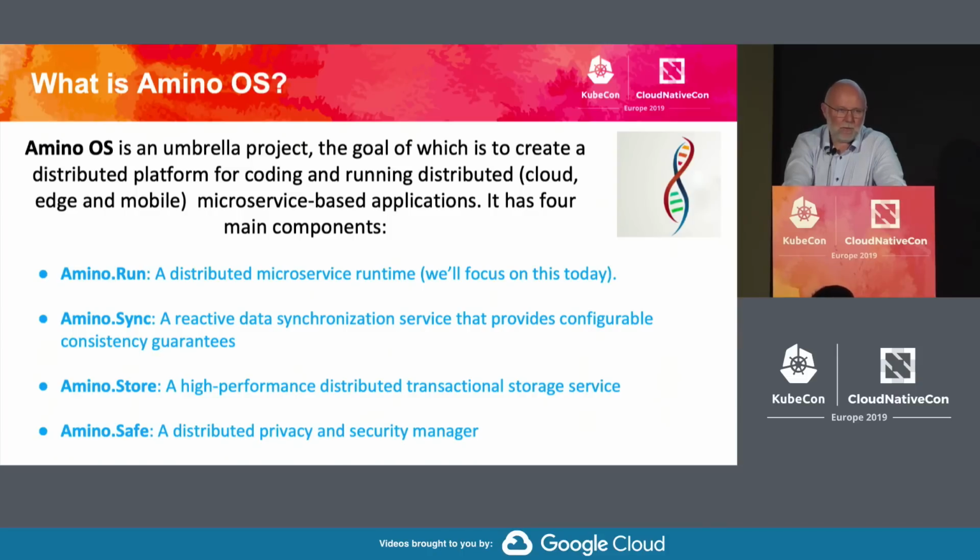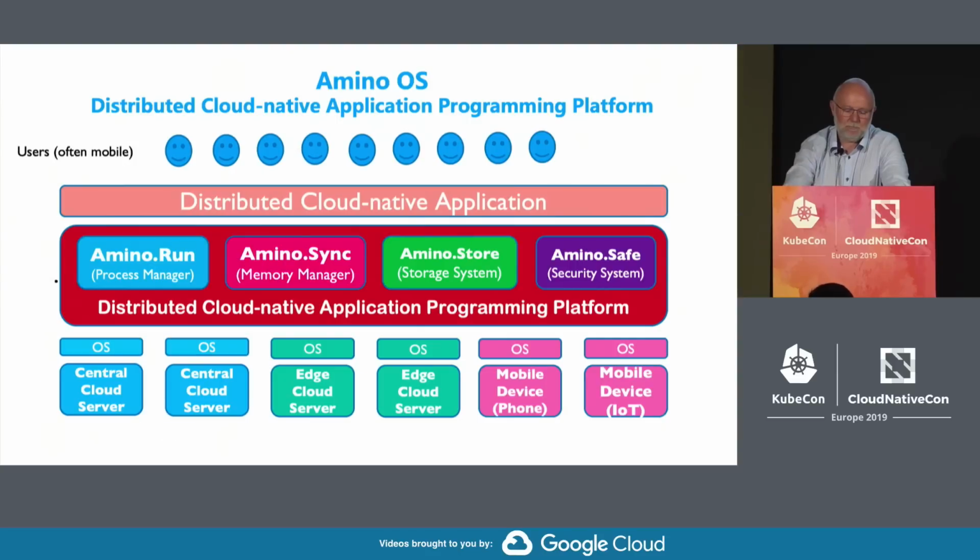We think that synchronized distributed memory, shared memory of some sort, is also super useful, and we have some prototypes of systems that we think will be useful there. Obviously, persistent storage, transactional, variably consistent persistent storage is very useful, and security and privacy obviously is very important, but also very difficult in distributed systems. So those are the areas that we think we need to tackle. We're only going to speak about Amino.Run, but I just wanted to give you a little bit of context of where this project fits in.